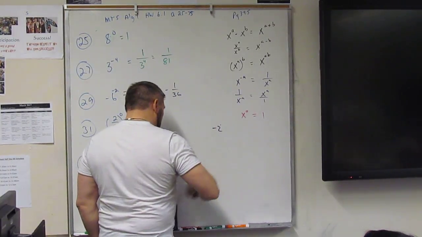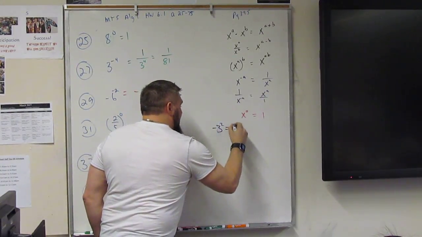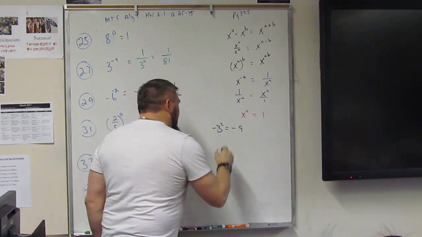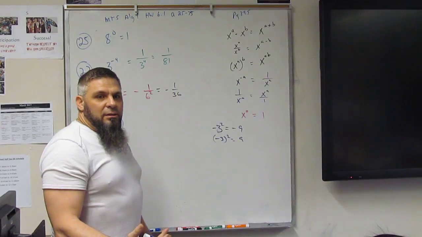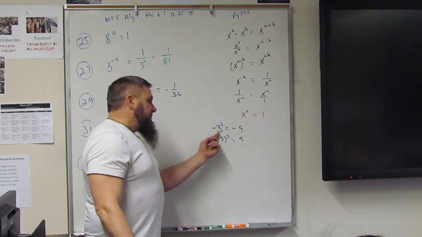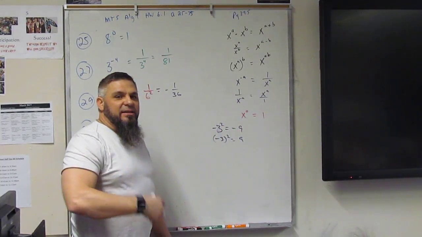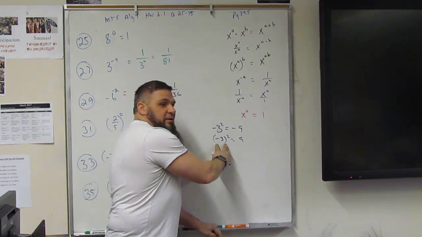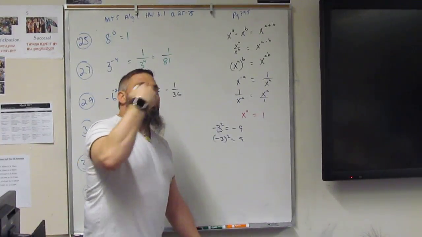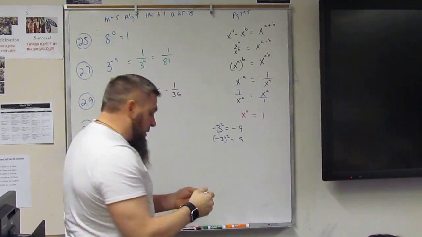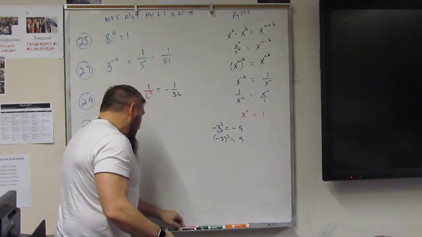Negative 3 squared, let's go, is negative 9. But negative 3 in parentheses squared is 9. Right? See the difference? Yeah. Negative 3 squared is negative 9 because the exponent only affects the 3. It does not affect the negative. But when I make the negative part of it by putting parentheses, now it becomes negative 3 times negative 3, which is 9. Okay. Right? Yeah. Okay? So that's what I mean up here. And that's really crucial. Okay?